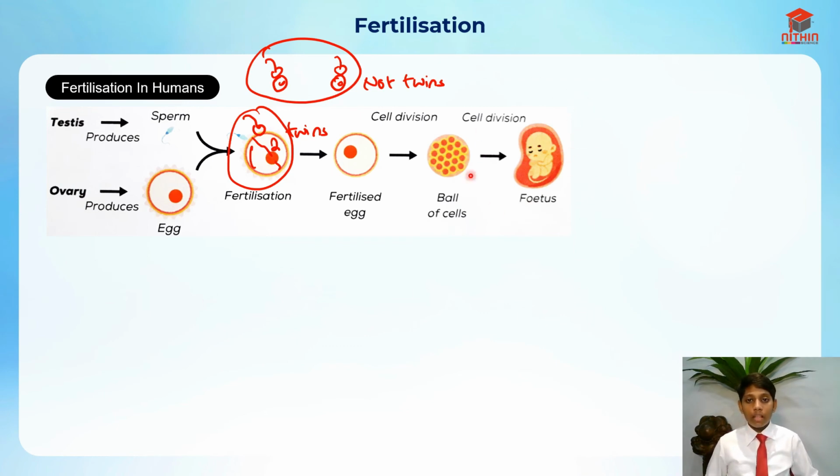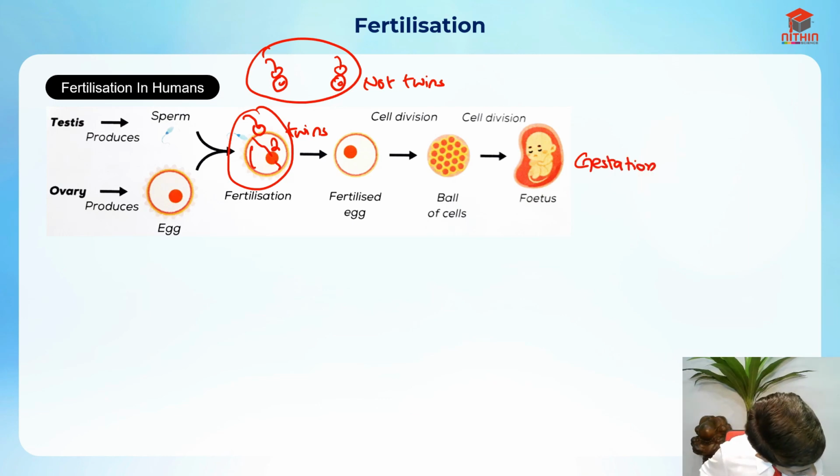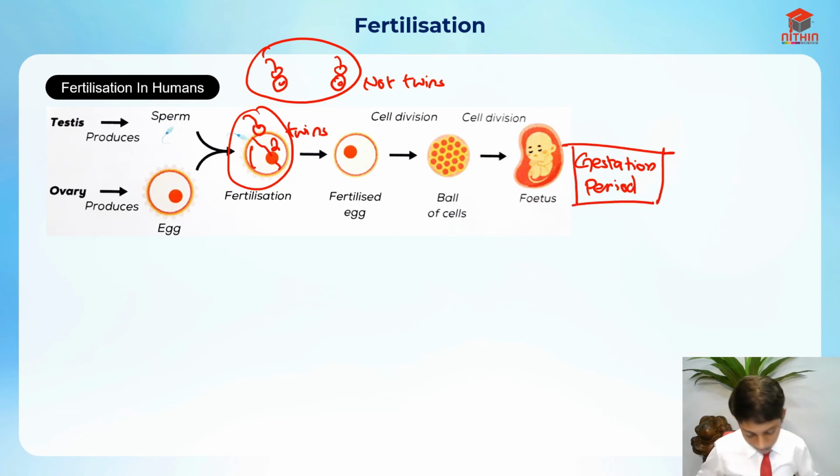It takes 9 months for the baby to develop, called the, do you remember, gestation period. Okay, now let's move on.